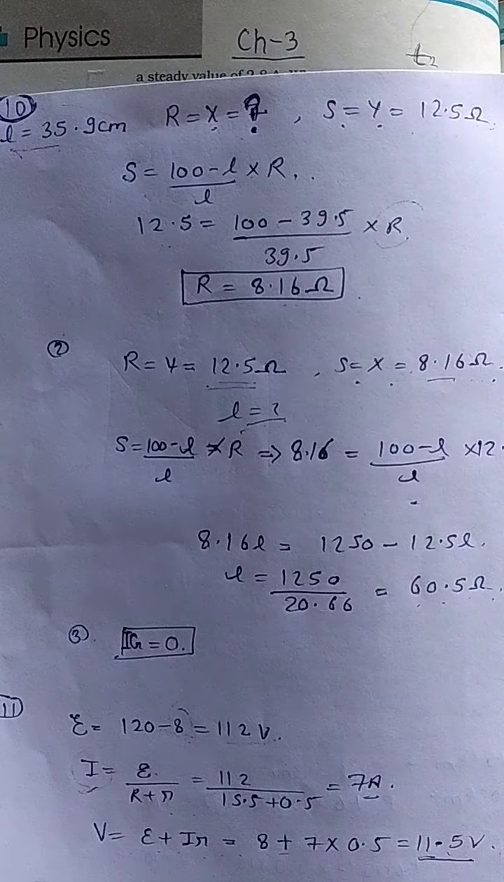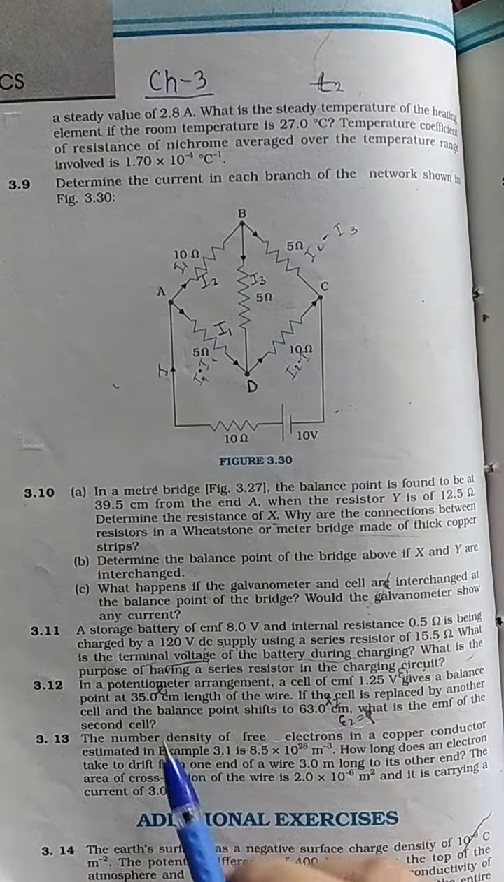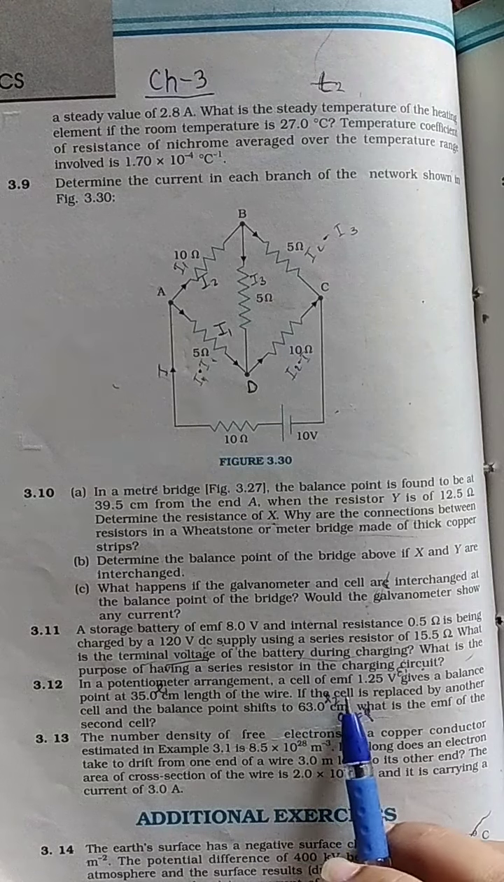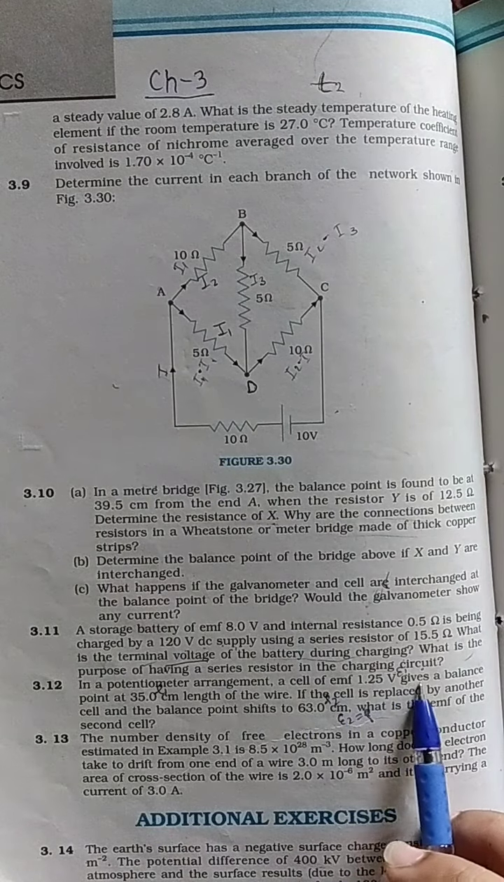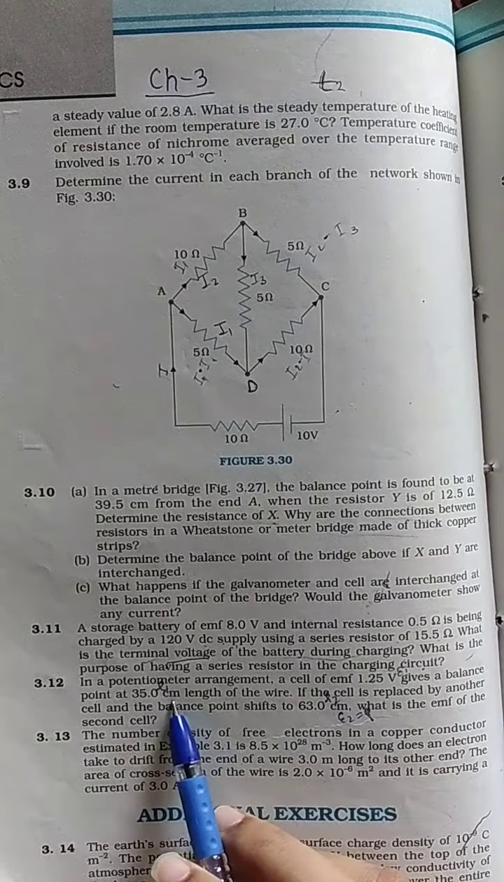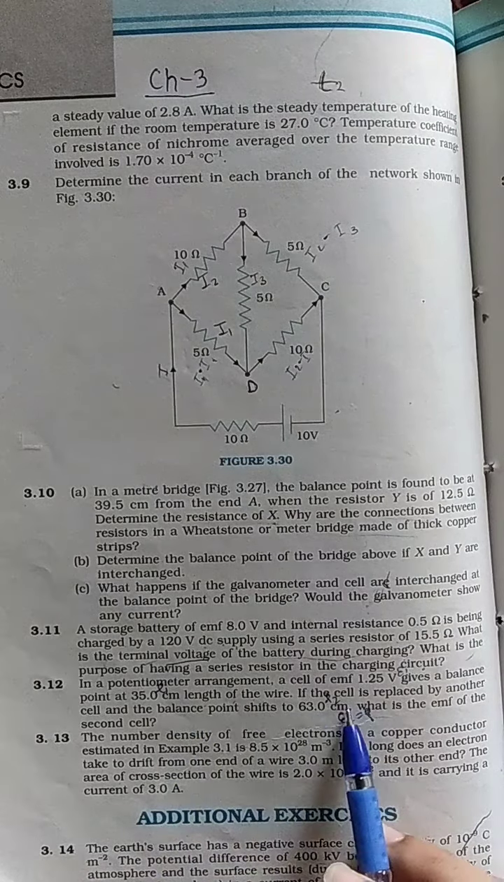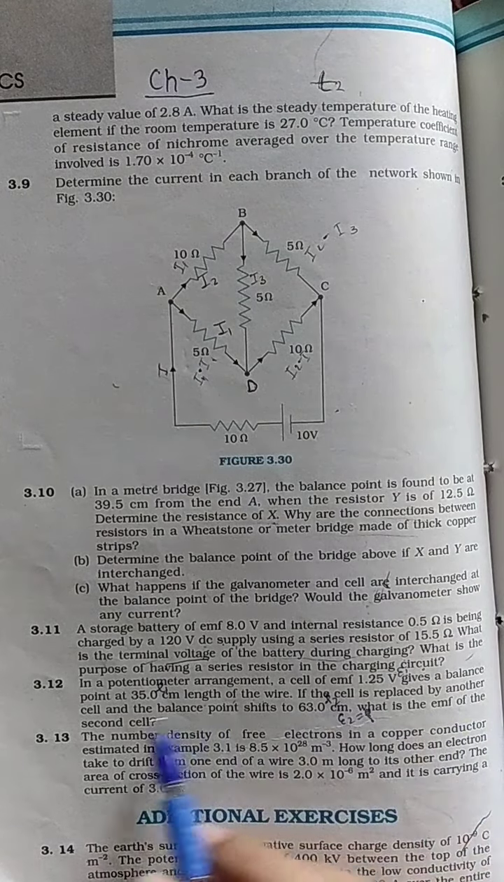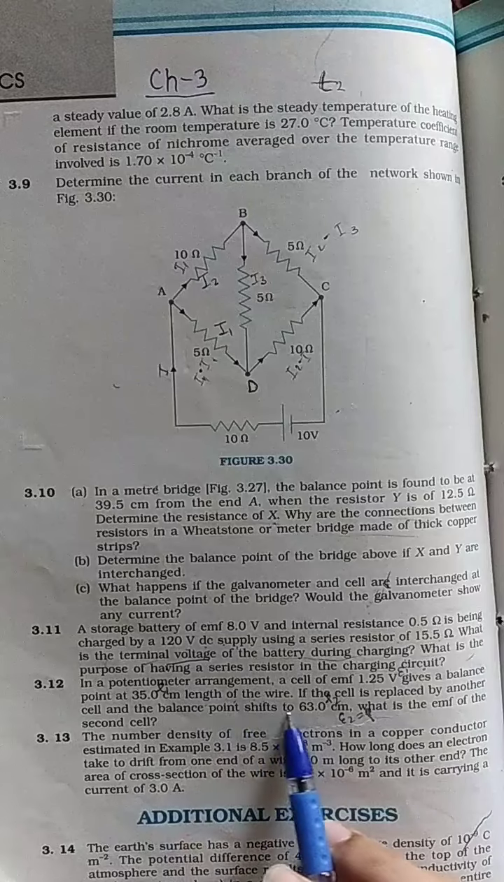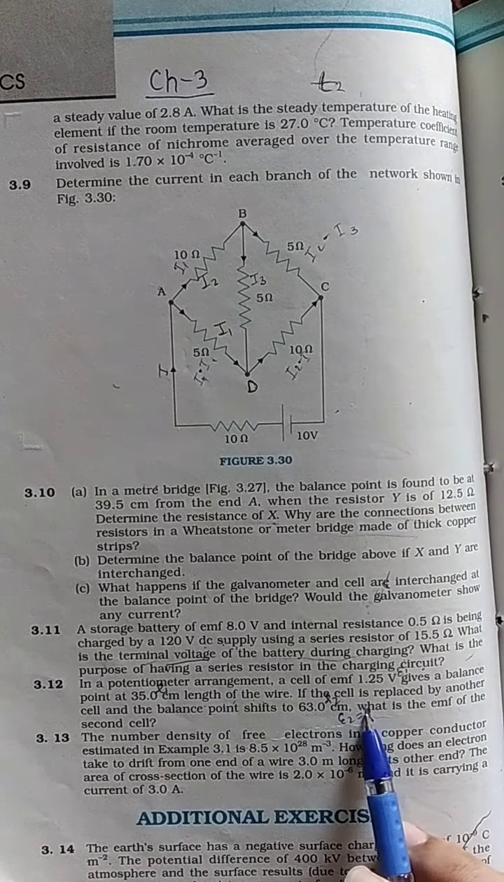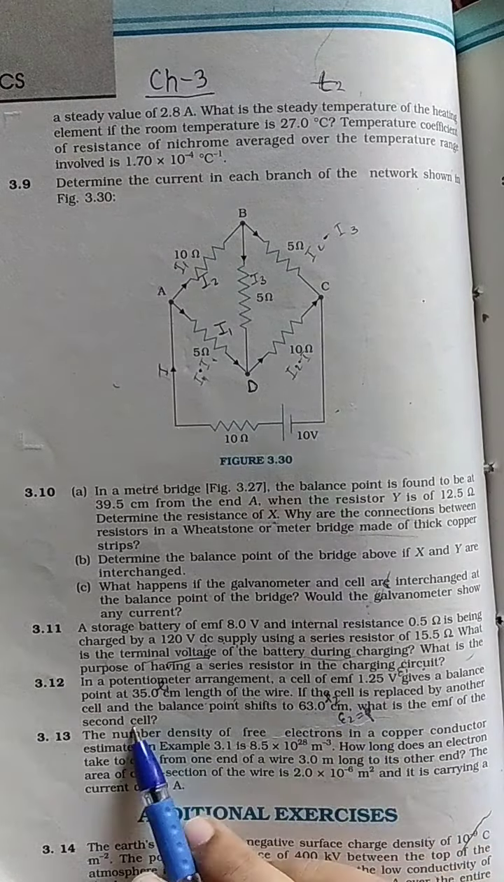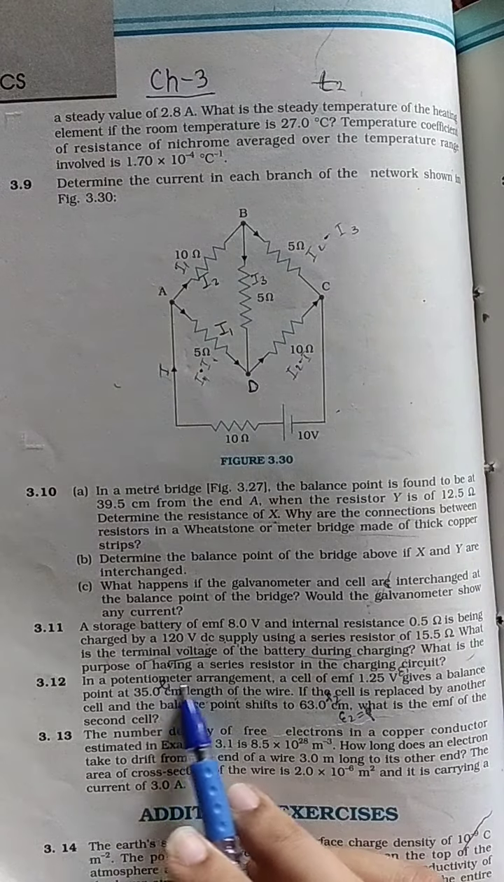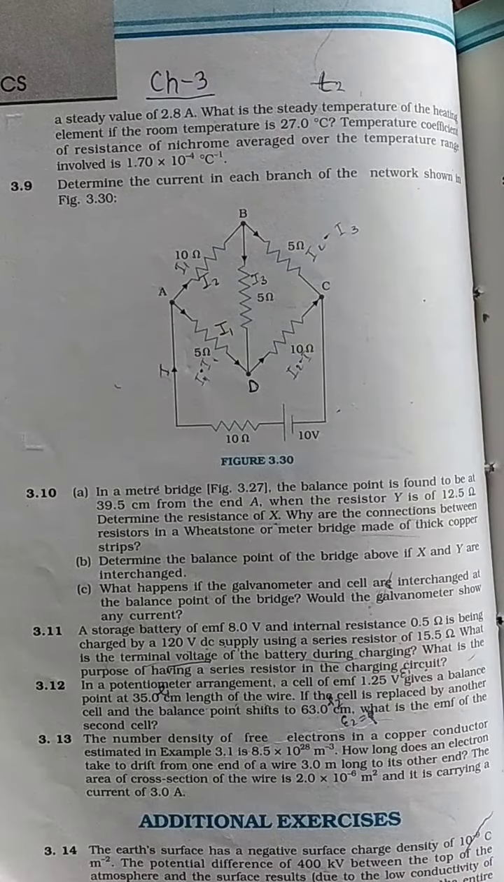The 12th question is, in a potentiometer arrangement, a cell of EMF 1.25 volt gives a balance point at 35 cm length of the wire. If the cell is replaced by another cell and the balance point shifts to 63 cm, what is the EMF of the second cell? This is the question of the potentiometer arrangement.